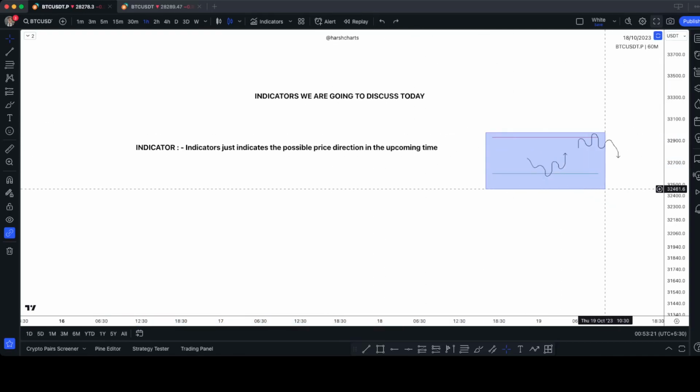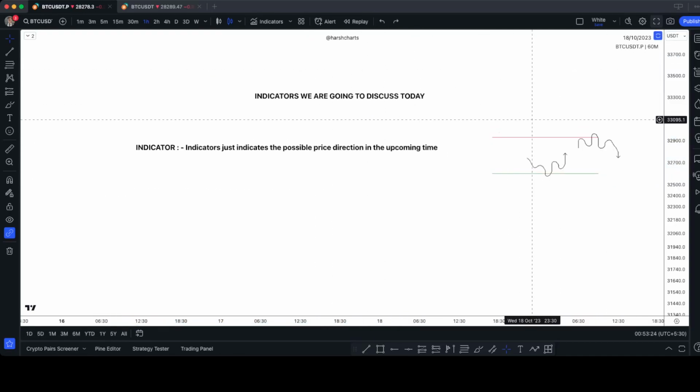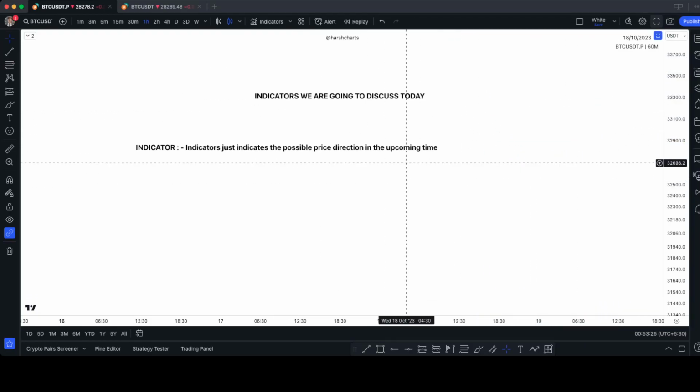So that's the thing. So now let's say I'm looking for longs or shorts on a support or resistance. Can you screenshot your indicator setting, please? Yes, I'll share everything today, and I'm recording it as well.